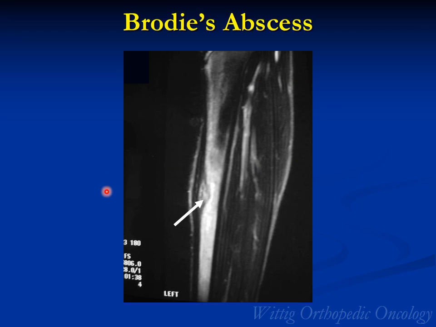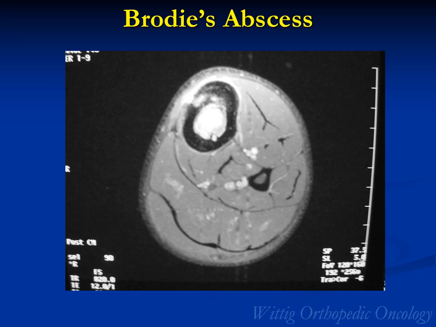And here's an MRI of the Brodie's abscess, which shows an extensive amount of surrounding edema. Here's an MRI of the Brodie's abscess, which shows a sinus tract leading to the subcutaneous tissues, which is typical for a Brodie's abscess as compared to an osteoid osteoma.